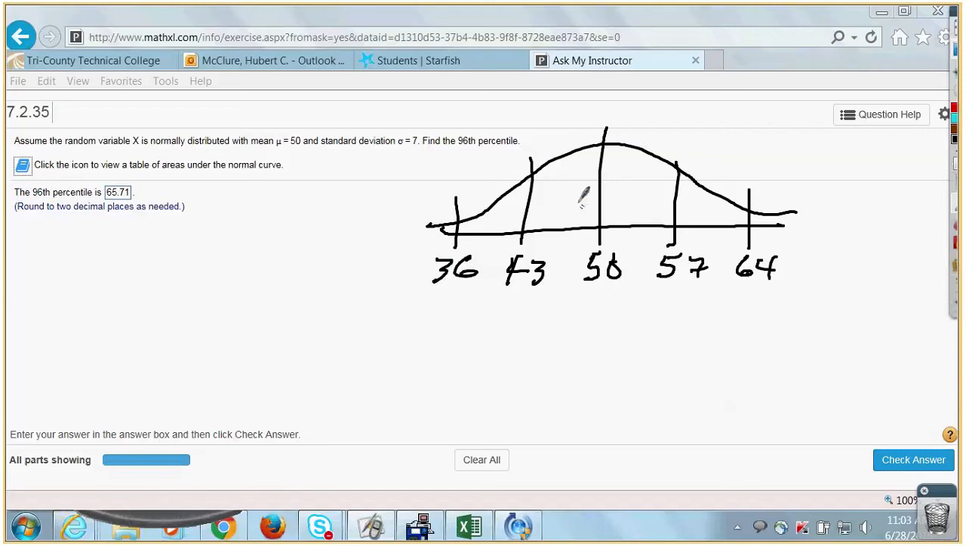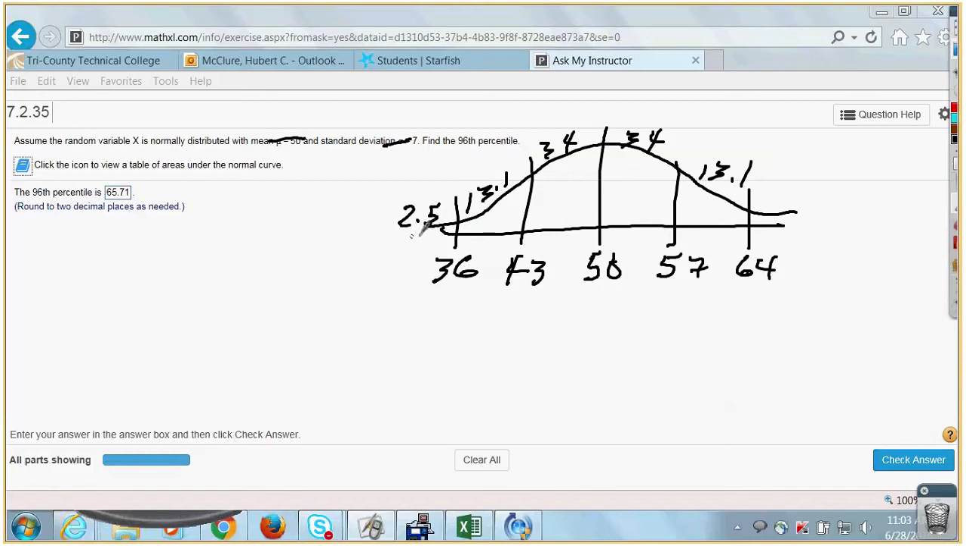All right, now that's all that. You don't need that. That's what that's for. Find the 96th percentile. So that means 96. We know this is 2.5 by the empirical rule. We know this is 13.1. We know this is 34. We know this is 34. And we know this is 13.1.